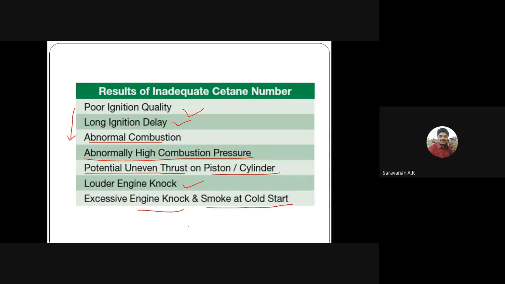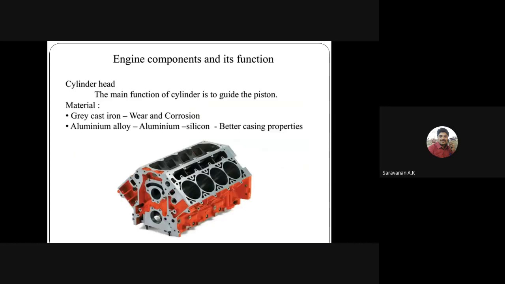Then the last topic of our syllabus in the first unit is the materials for IC engine components. For the IC engine, the main component is the cylinder head. Its function is to guide the piston inside the cylinder. Generally, the cylinder head is made of gray cast iron.